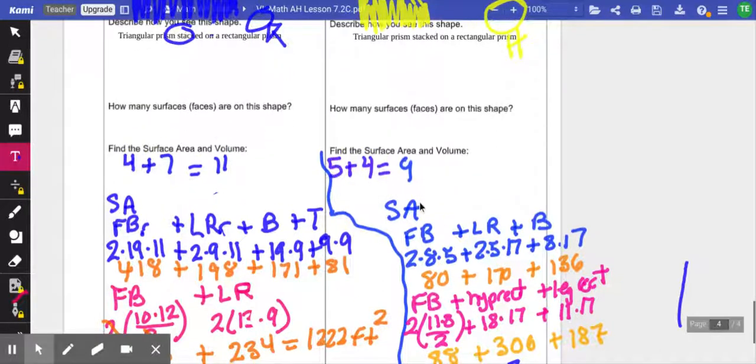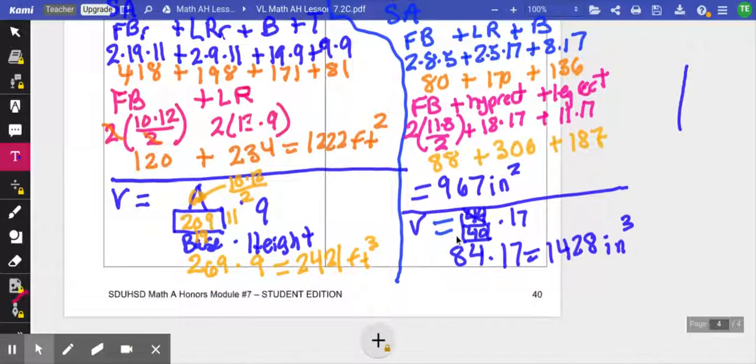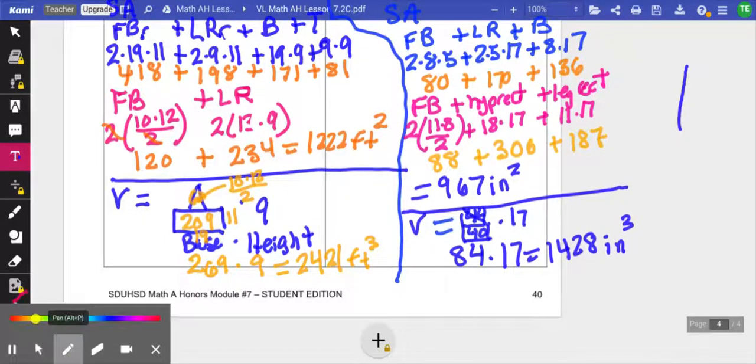So I'm going to scroll down here. Okay, my base down here, that was an 8 by 5. So for my little rectangle on the bottom, I got a 40, 8 by 5. And for my triangle, that was 8 by 11, but I have to divide by 2 because it's a triangle. So 8 times 11 is 44. So 40 plus 44 is 84. And then I have my height of my prism, which is 17. So when I multiplied that, I got that my volume is 1,428 inches cubed.